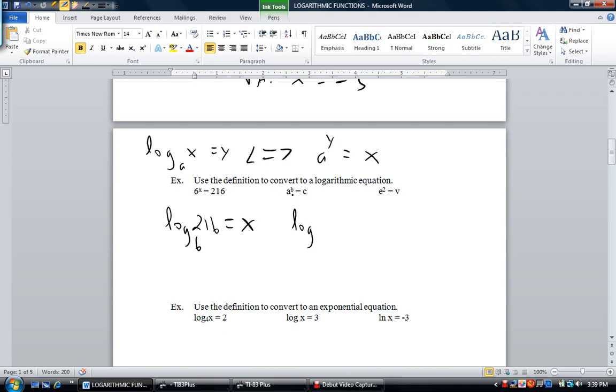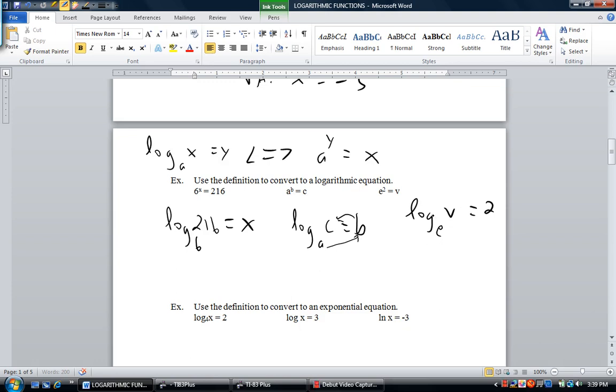Next one. Log. What's the base? It's a. What do logs equal? Exponents. What's the exponent? b. And what's left over is c. Once again, if you need to check it, counterclockwise, a to the b equals c. And this last one, start with the log. What's the base? e. What do logs equal? Exponents. What's the exponent? 2. What's left over? It goes there. e to the second equals v.